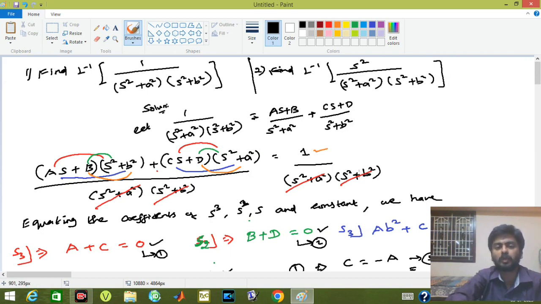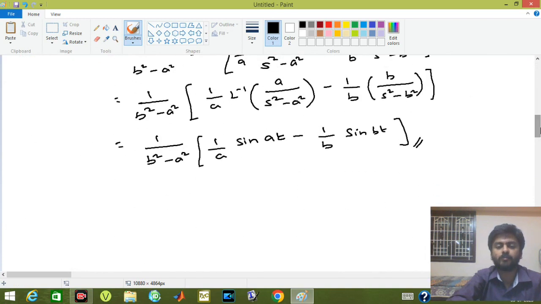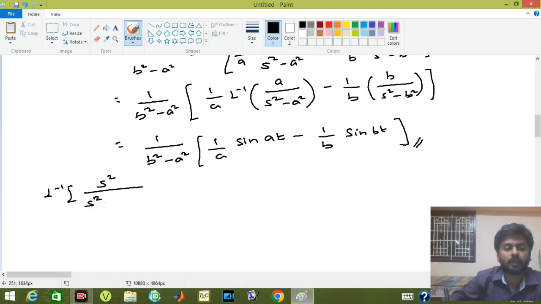I have told you these steps are common, this partial fraction is common, but we are not going to apply it in the very beginning of the second problem. We are going to use it but in the middle. So now take the second problem. They have given L inverse of s square divided by s square plus a square into s square plus b square. So this is your second problem.